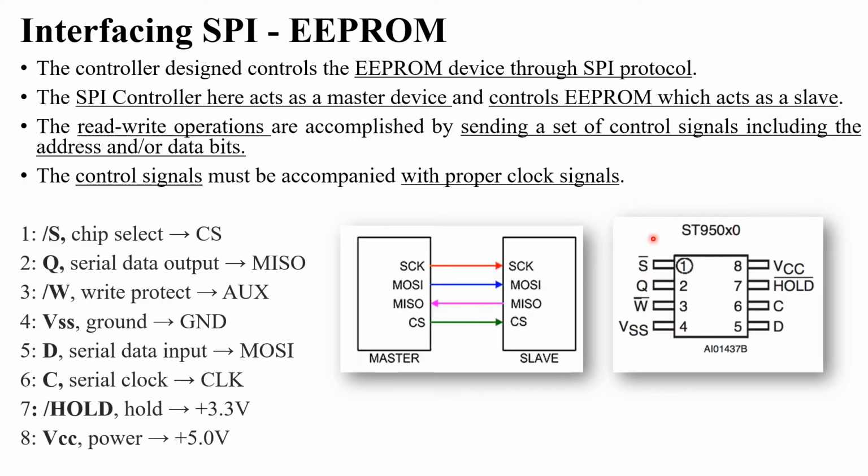So in this way these pins are connected to the SPI protocol, and this EEPROM chip works as a slave, and master means your microcontroller. So here the information can be transferred by using the SPI protocol.